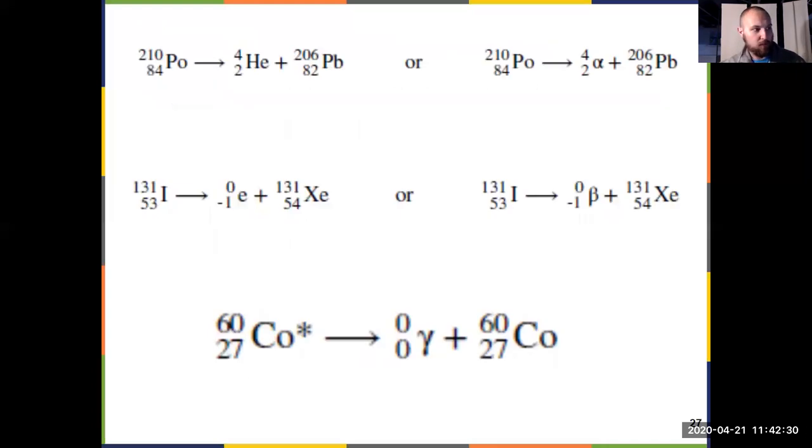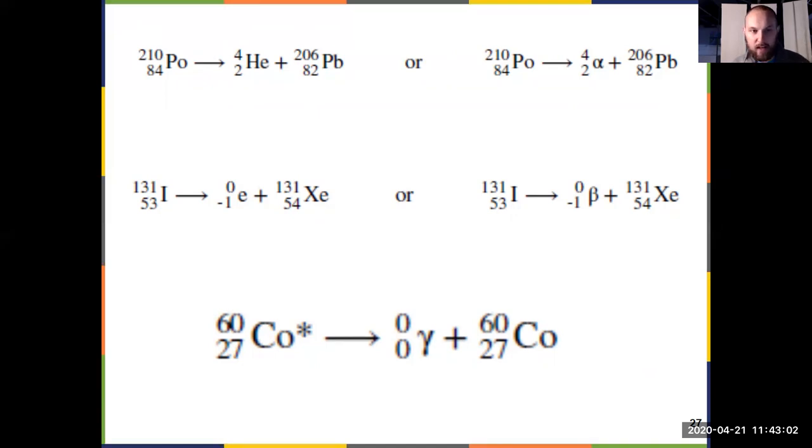And here's what a couple of those look like. Here's alpha decay on the top. Remember, we can represent an alpha particle as a helium nucleus or with the alpha symbol. Okay. In the middle there, we have beta decay, where we can represent it as the electron or as a beta particle. And on the bottom, we have gamma emission. And that asterisk next to cobalt 60 there represents the excited state. So notice we start with the excited state, finish in the ground state by emitting gamma radiation.